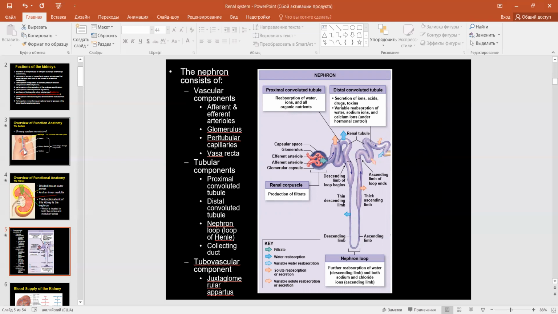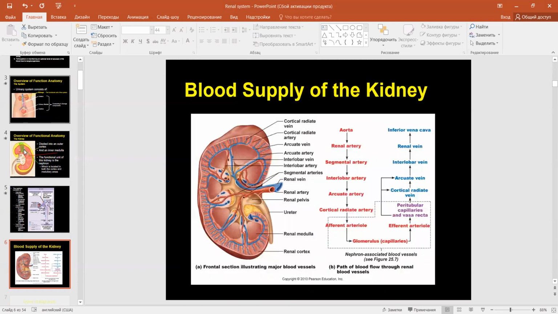The arrangement of nephrons within the kidneys gives rise to two distinct regions: an outer region called the renal cortex, which looks granular, and the inner region, the renal medulla, which is made up of striated triangles, the renal pyramids. Each nephron consists of a vascular component and tubular component, both of which are intimately related structurally and functionally.